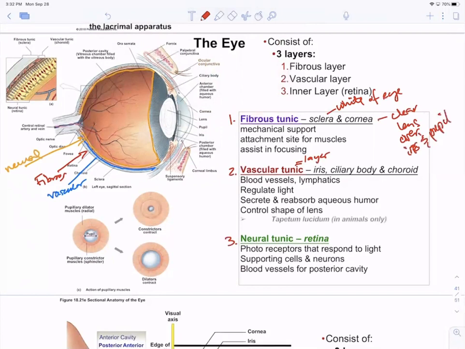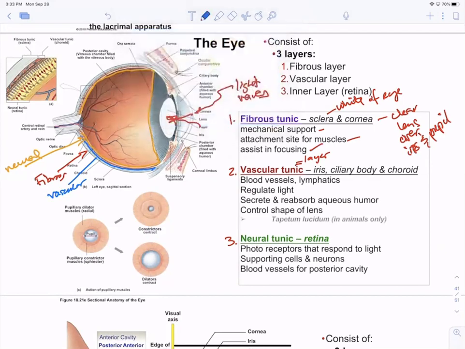So the cornea actually bends light waves. So light waves come in and then they're going to get bent. So one job of the cornea is to bend the light waves to go through the pupil. So the light waves can go through. The sclera is for attachment of extraocular muscles and to keep its shape. So the mechanical support is sclera, attachment sites for muscles, and then the cornea kind of assists in managing the light waves to the correct location.